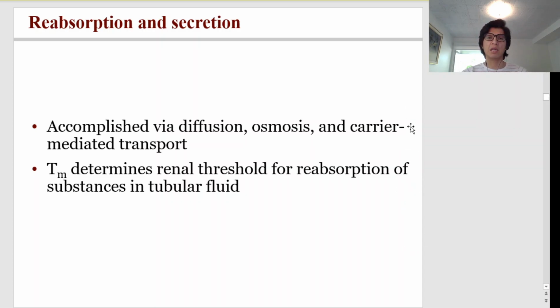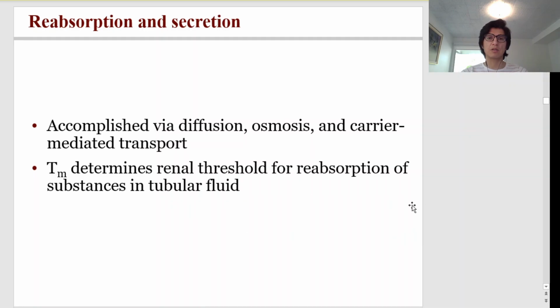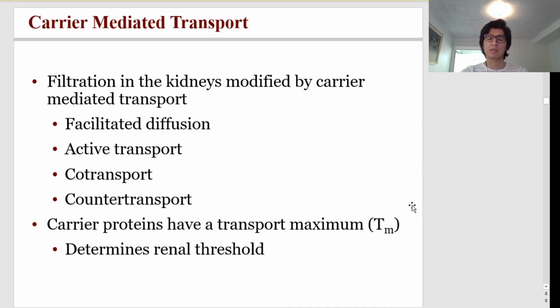Whenever it comes to carrier-mediated transport, there is a limit upon how much transport can occur. That is the transport limit. That's going to determine filtration, reabsorption, and secretion rates. Carrier-mediated transport can occur in a facilitated manner, meaning no ATP is used. It can be active, and it can involve co-transporters or counter-transporters, meaning that both components are going the same route or in opposite routes.